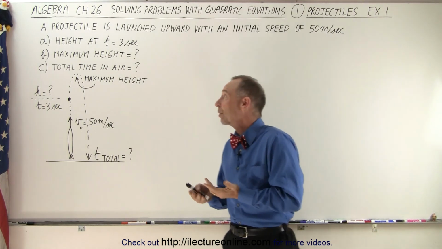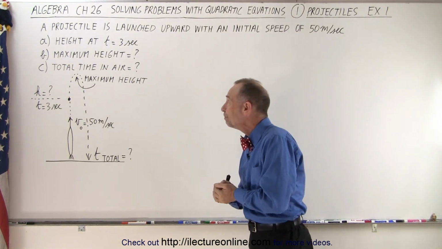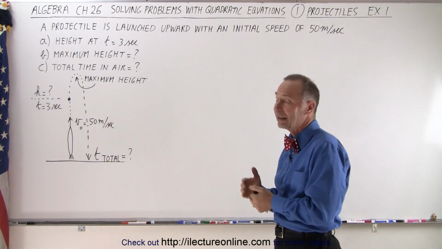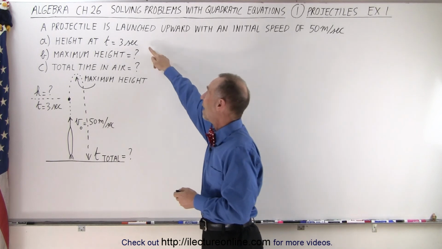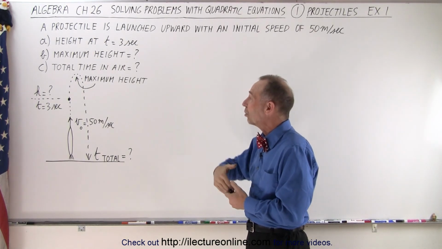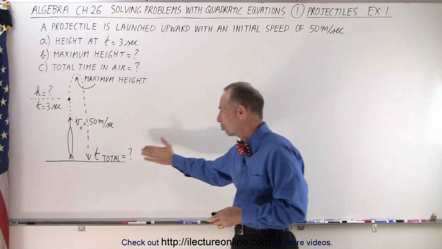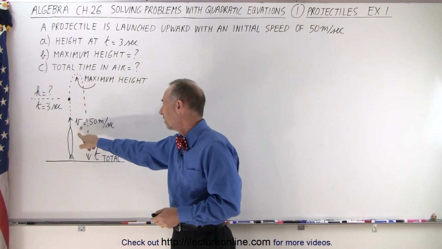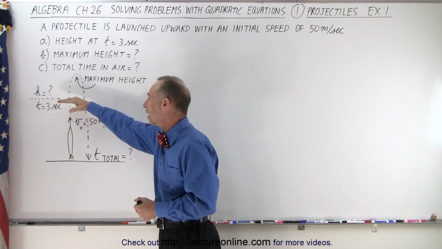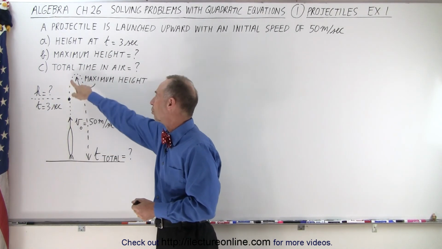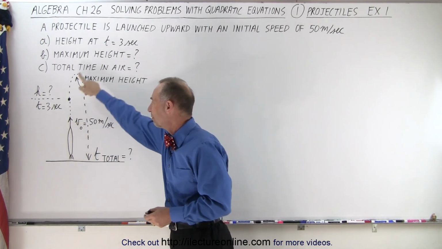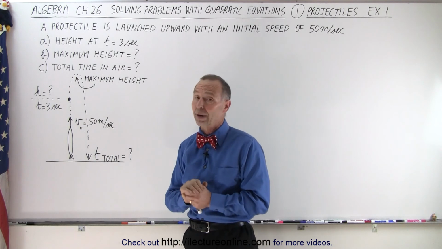So our first example is the following. It's a projectile problem. A projectile is launched upward with an initial speed of 50 meters per second, and we're supposed to find the height after 3 seconds, the maximum height the projectile will reach, and the total time in the air. And we have a little drawing right here. The projectile leaves at an initial velocity of 50 meters per second. We want to know how high it's gone after 3 seconds. We want to know the maximum height, and then we want to know how long it will take before the projectile comes all the way back down to the ground.